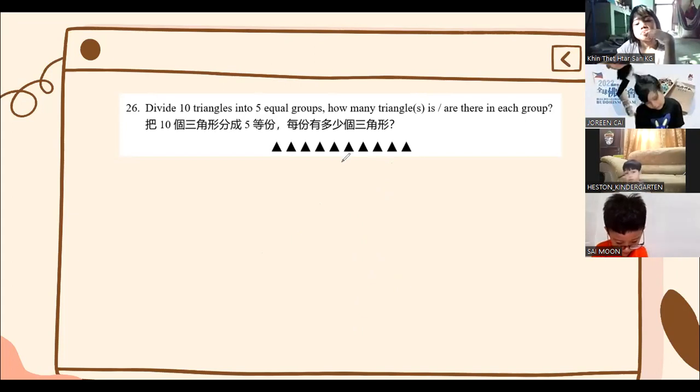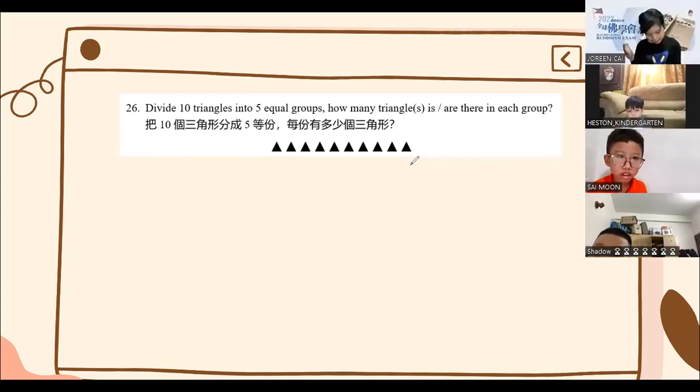Remember that we have 10 triangles, right? And it says that you have to divide it into 5 equal groups. So meaning we have to make 5 groups that have an equal number of triangles. So for example, if I'm going to divide this by 3, I'll assume the group has 3. So it's not possible, right? Because there are 3 groups that have 3, but we have a remaining 1 here. So it's not correct.